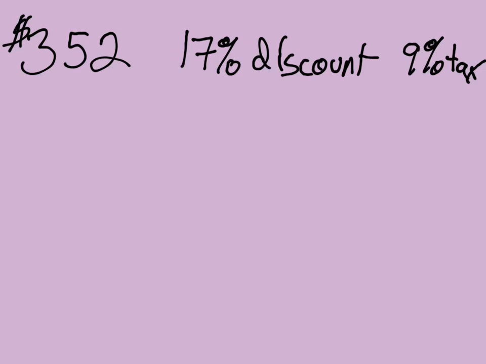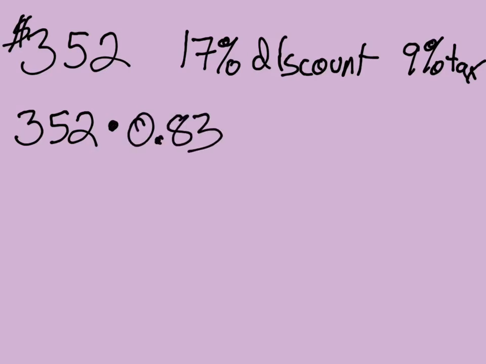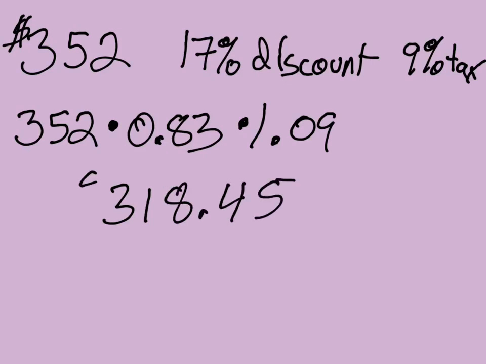Okay, hopefully you've paused it and you figured out you're going to take 352 times 0.83, because we're left with paying 83% after the 17% discount, times 1.09, because we're left paying 109% after the 9% tax. And when we take those and multiply them together, we get $318.45. And we did that all in one shot, so we didn't have to worry about rounding or anything.